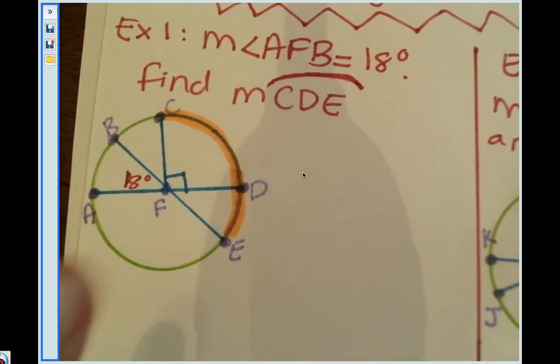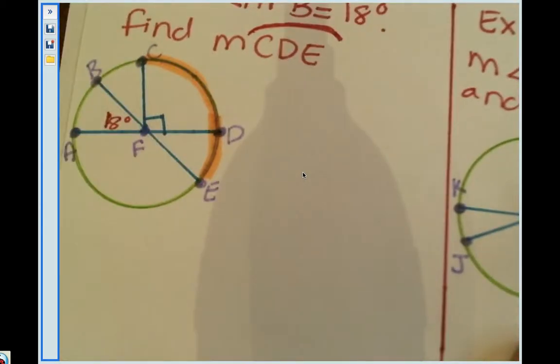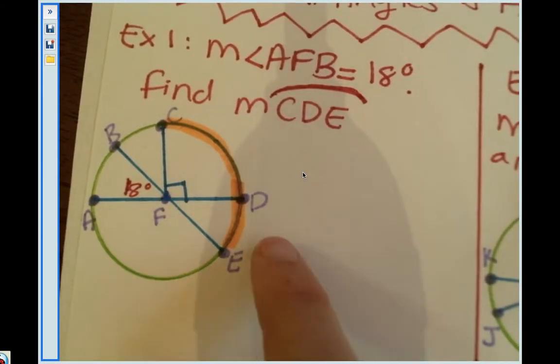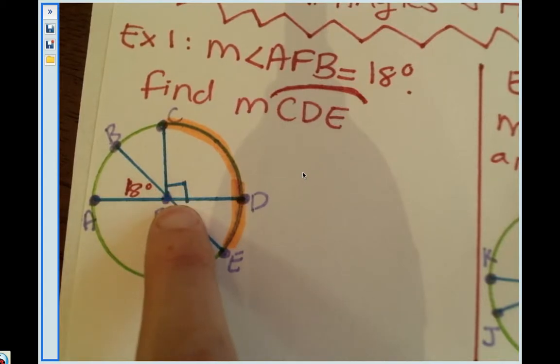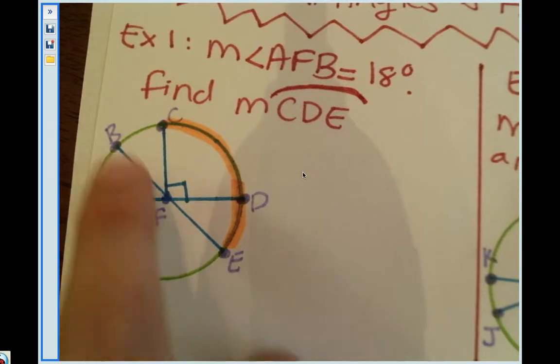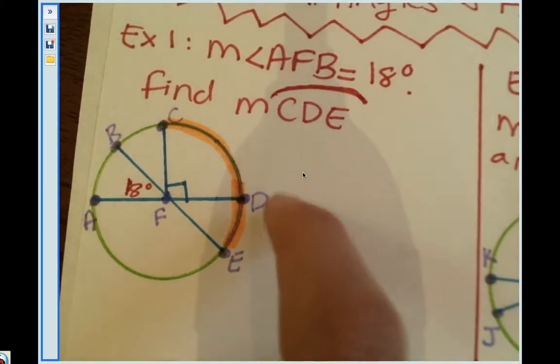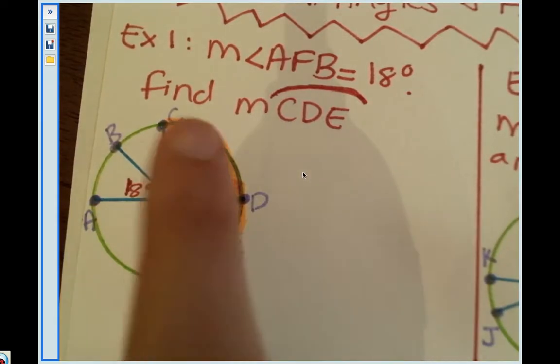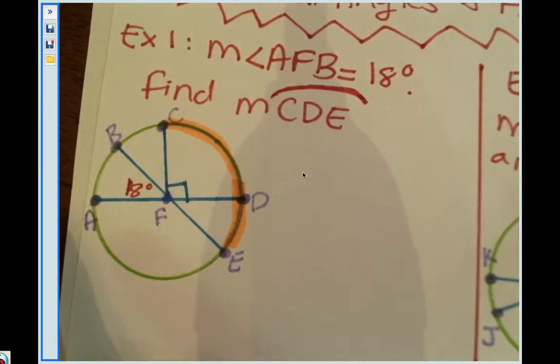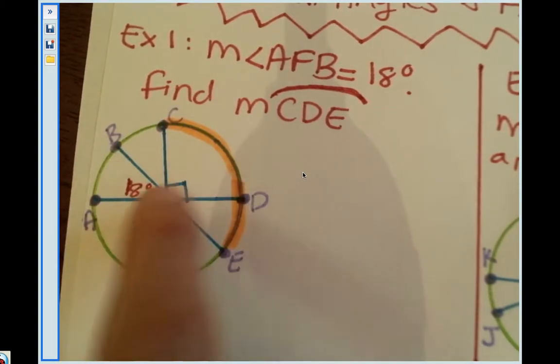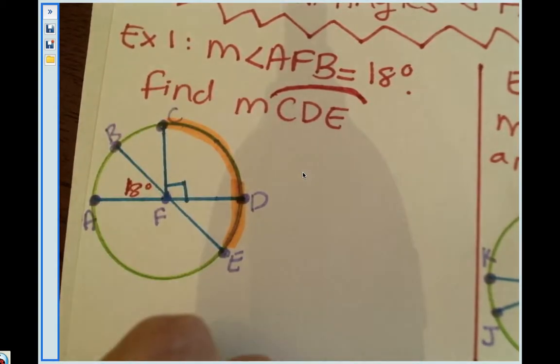Well, guess what, you guys? If you remember from the Prezi, central angle, whoa, I got excited there, sorry. Central angles are angles that must start from the center of the circle. So like angle AFB is one, angle BFC is one, angle CFD is one, angle DFE is one. Central angles have the same measure as the arcs that intercept them. So central angles are angles in the circle that must have their vertex on the center.